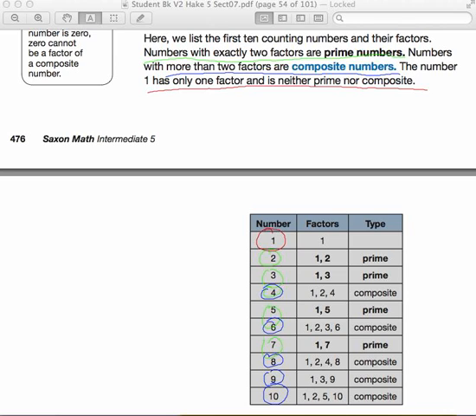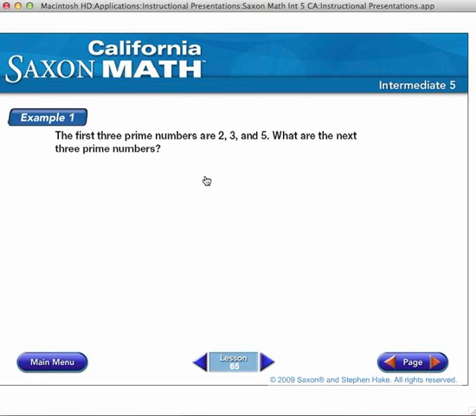So, what do we do with all of this? Let's take a look at example number 1. The first 3 prime numbers are 2, 3, and 5. What are the next 3 prime numbers? So we're going to start by making a list of the next numbers: 6, 7, 8, 9, 10, 11, 12, 13. That'll do for now. If we need to keep going, we can.